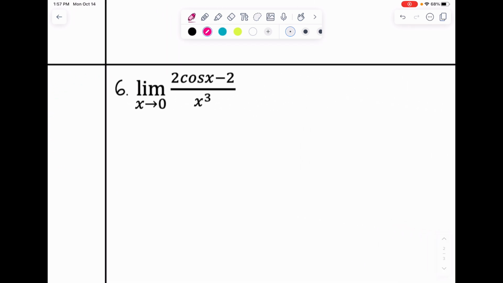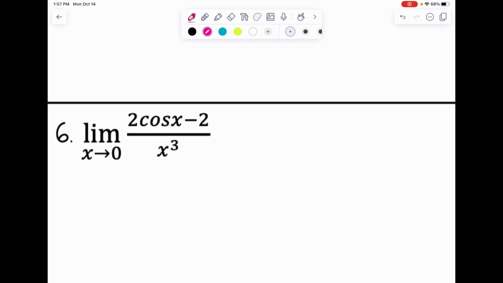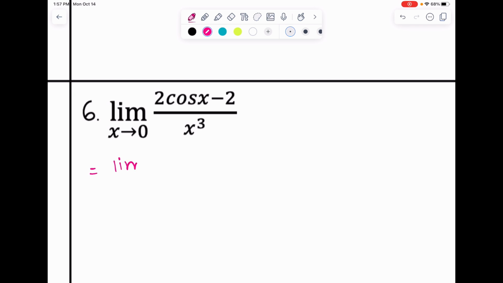Okay, number 6. When I plug 0 in here, I'm going to get 0 over 0. So let's rewrite this limit. So this is the limit as x approaches 0. The derivative of 2 cosine x is 2 times negative sine x. So I'll write it like this. Over 3x squared. All right, if I substitute 0 in here, I'm going to get negative 2 times sine of 0, which is 0. That whole numerator would be 0. And I get 0 in the denominator.